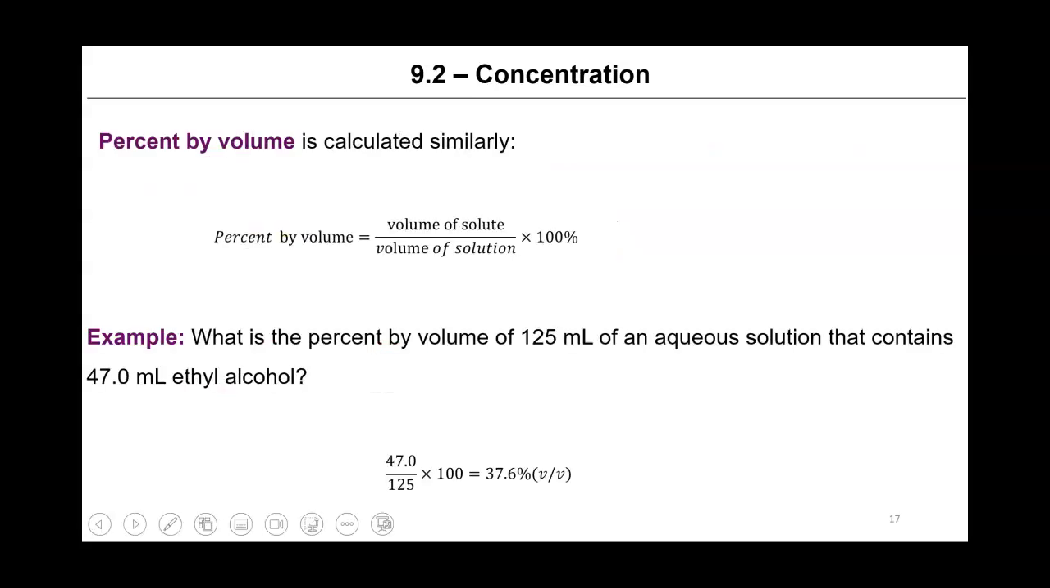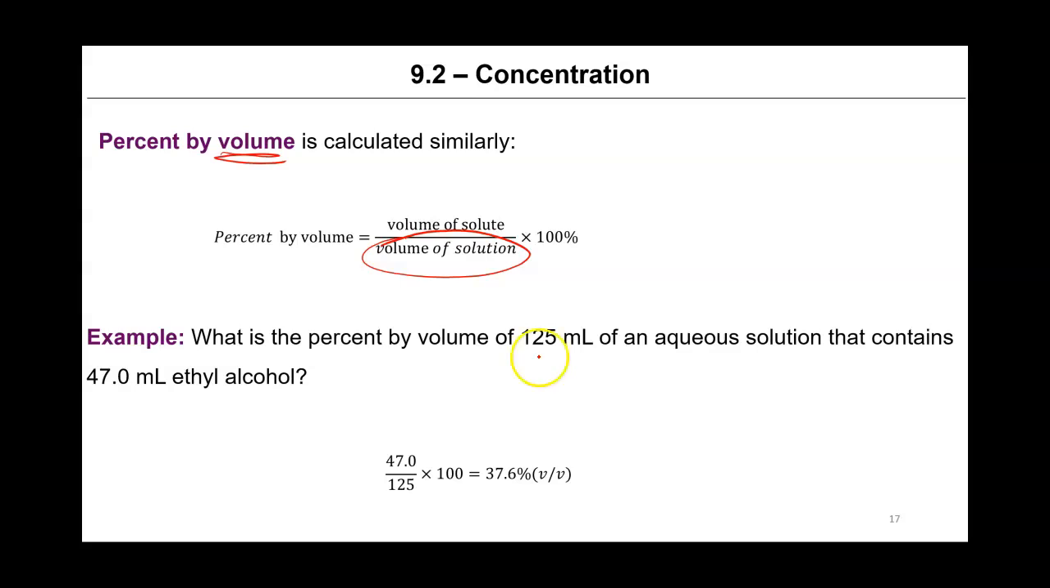We can also calculate the percent concentration of a solution by volume, and it's done similarly. To calculate percent by volume, we take the volume of the solute, divide that by the volume of the solution, and times by 100. This is a little bit easier because we don't normally need to add together a couple of numbers to get the volume of the solution.